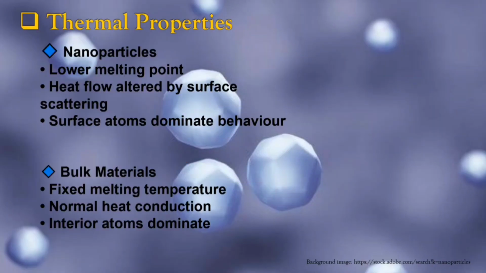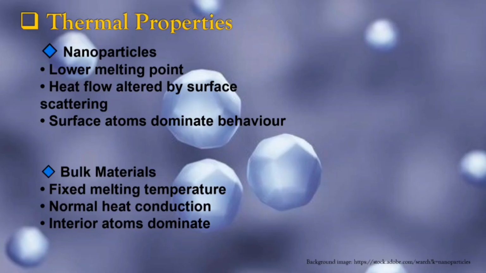When we compare thermal properties, bulk materials behave in a stable and predictable way. They melt at fixed temperatures, conduct heat normally, and expand gradually when heated. But when the same material is reduced to the nanoscale, its thermal behavior changes dramatically. Because nanoparticles have an extremely large surface to volume ratio, many atoms lie on the surface and are more weakly bonded, which causes the melting point to drop significantly compared to bulk solids.